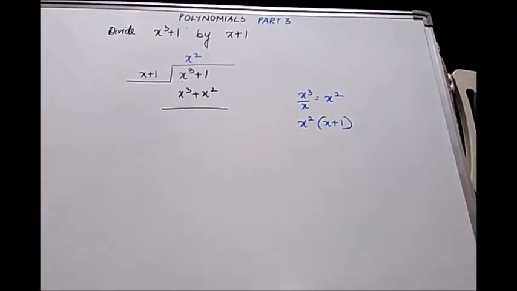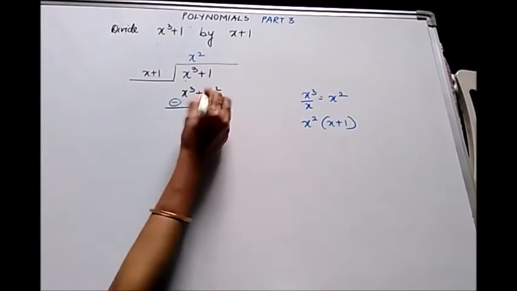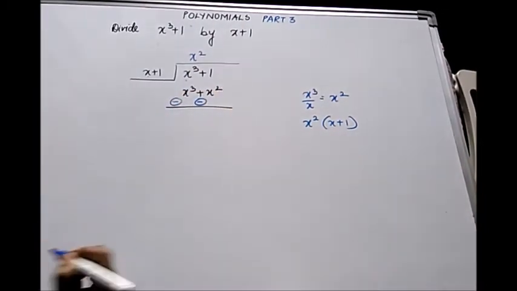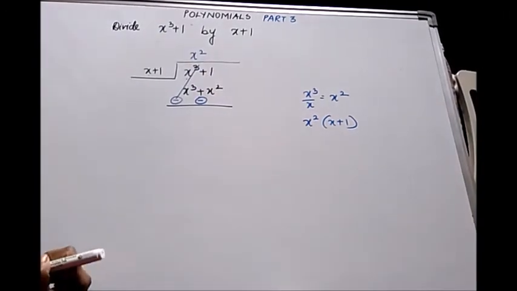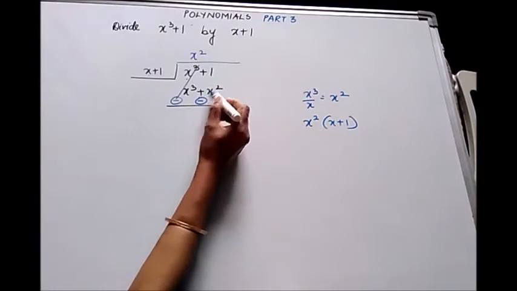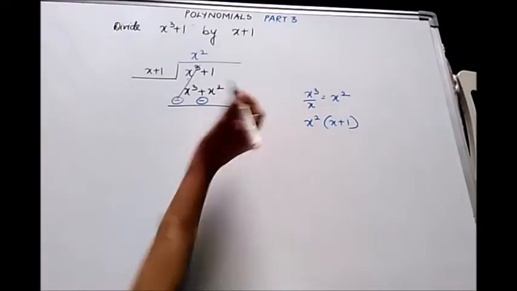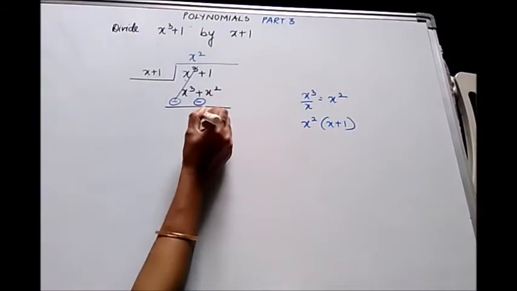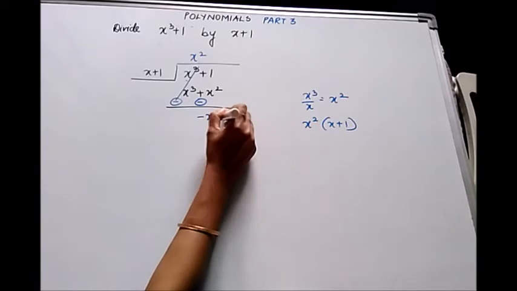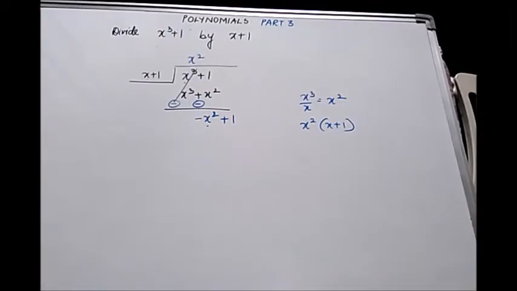Next, what you have to do is subtract. Subtract means changing the sign. Here plus becomes minus. Once again plus becomes minus. X cube minus x cube will give me 0, that is, this term will get cancelled. Now we observe that here minus x square and plus 1 are not like terms, hence you cannot add them. So how do we write? First we write the term with the highest degree, that is minus x square, and then we write the plus 1.